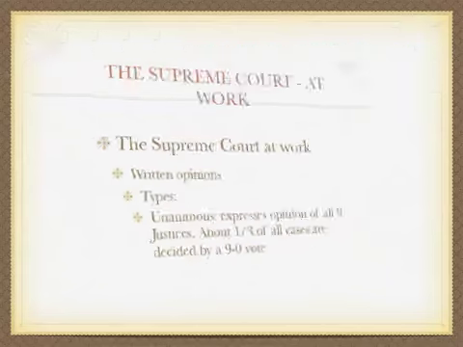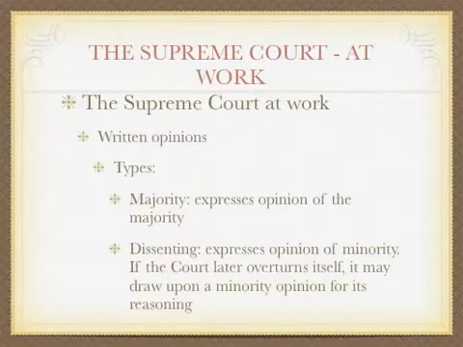But when there isn't a 9-0 vote, it's 5-4, 6-3, 7-2, 8-1, that means that the court has to produce a majority and a dissenting opinion. The majority opinion expresses the opinion of the majority. A dissenting opinion expresses the opinion of the minority. And the dissenting opinion is important because if the court later on changes its mind, it overturns precedent, it may draw upon the minority opinion for its reasoning.